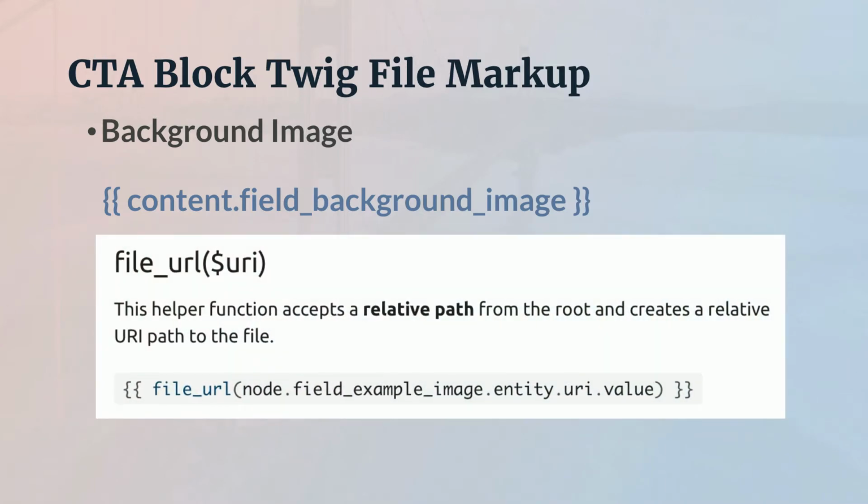Drupal has a couple of its own Twig functions, and one is file URL. And you can read this, well, I'll read the description. This helper function accepts a relative path from the root and creates a relative URI path to the file. Super helpful. Drupal has a couple of its own Twig functions.